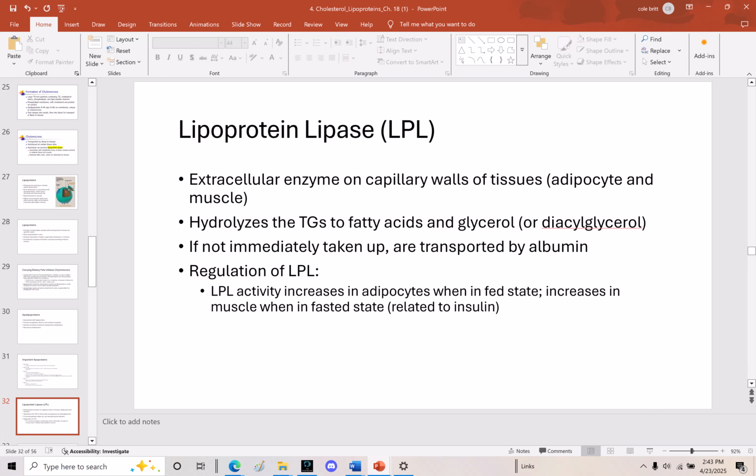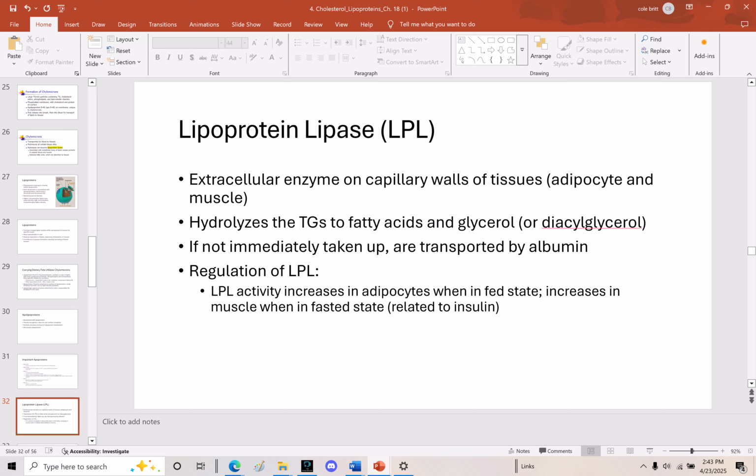Lipoprotein lipase, this is just review. We know that it's an enzyme. It sits on the walls of your capillaries, especially in your adipocytes and muscles. They're the primary ones that want triglycerides. They hydrolyze the triglycerides to take off the fatty acids, and that's how the cells bring in those fatty acids. Without lipoprotein lipase, your adipocytes and muscle cells wouldn't be able to bring in triglycerides.